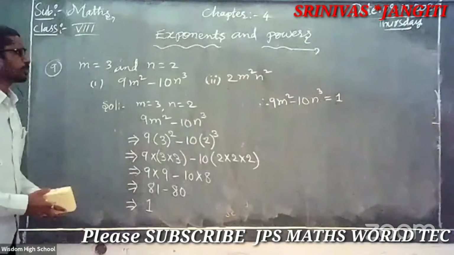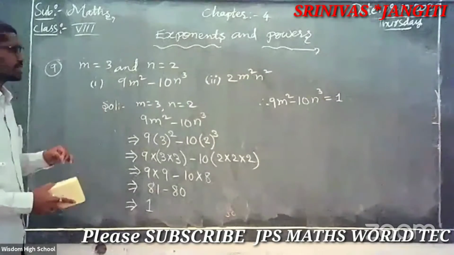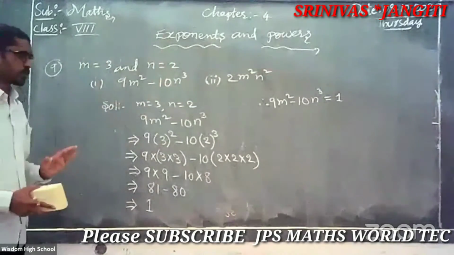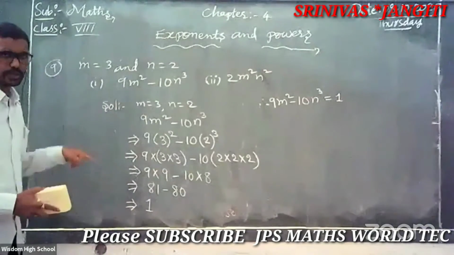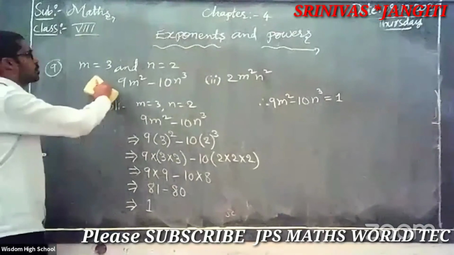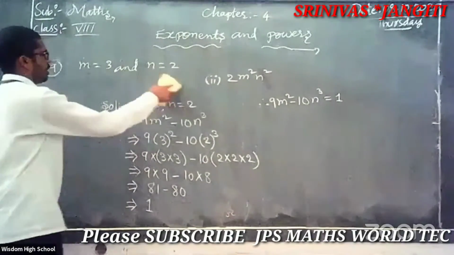Next, the second problem, and this is also so simple. What is given here? 2m²n². Come on, note down this part. All of you clear? Yes. Now I am going to the second problem. It is so simple. What is the second problem?